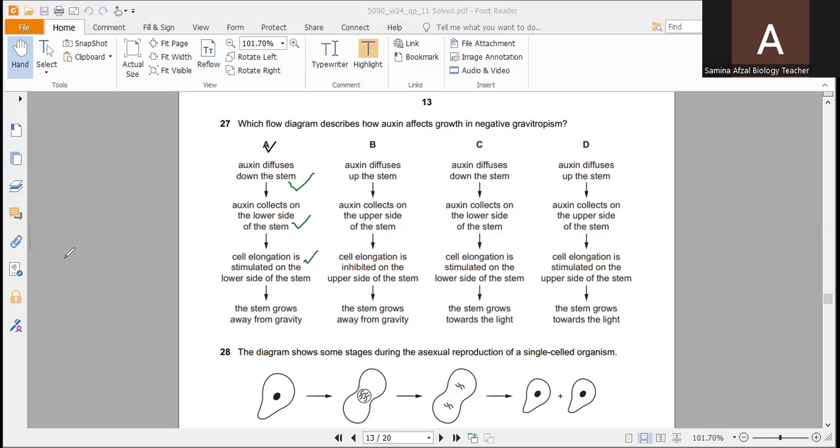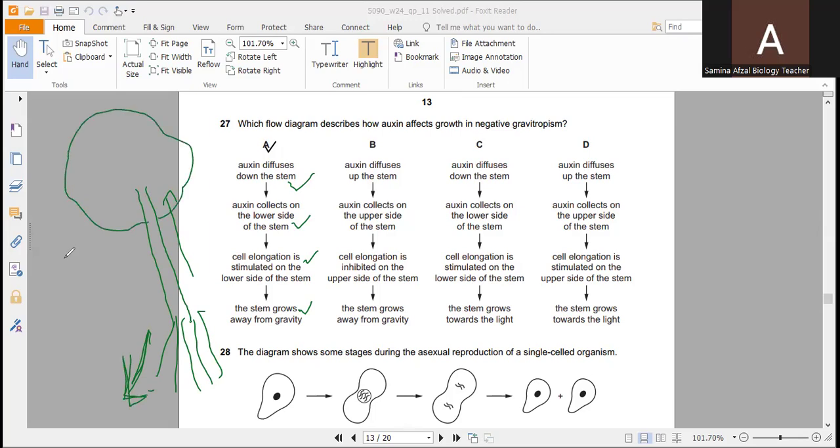So the stem goes away from gravity. As you know, the stem will move in the upward direction, whereas the roots' direction will be into the soil. So in this way, we can say auxins are growth hormones. Auxins diffuse down the stem. This is correct as gravity pulls auxins in the downward direction. So auxins collect on the lower side of the stem because they're moving downward. This is accurate due to gravity's effect.